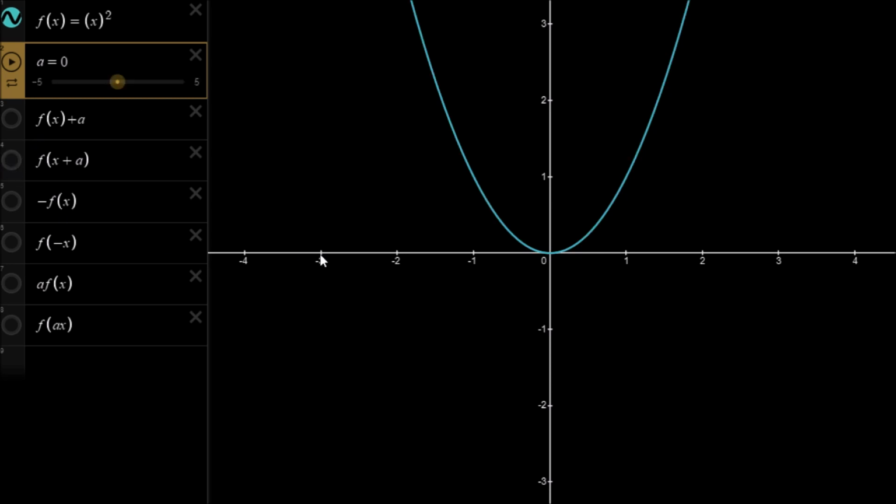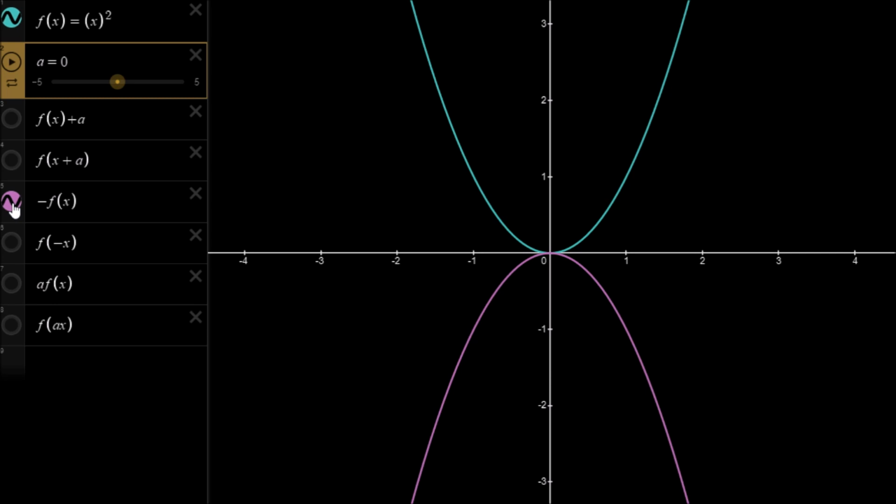Now what we want to be able to do is reflect the function in the x-axis. So for example, if we reflected this, then all of the positive values would all become negative. So we do that by making the function negative. So we have minus f of x.